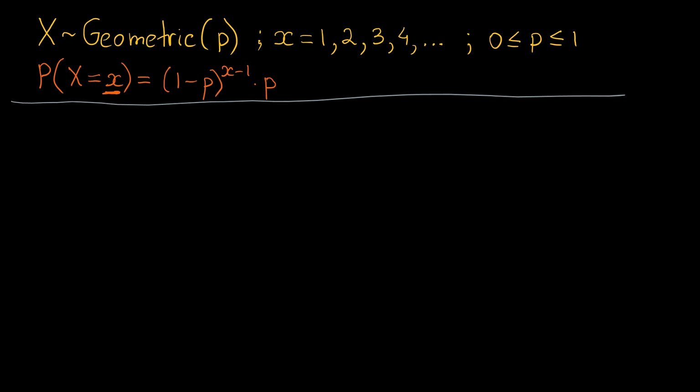I think it is a good idea to check that any PMF we use is a legitimate one and actually sums up or integrates to 1 over the support. So let's verify that if we were to sum this PMF over its support, we do get 1. So the support is x going from 1 to infinity. p is a constant, so we can pull the p in front of the summation sign.